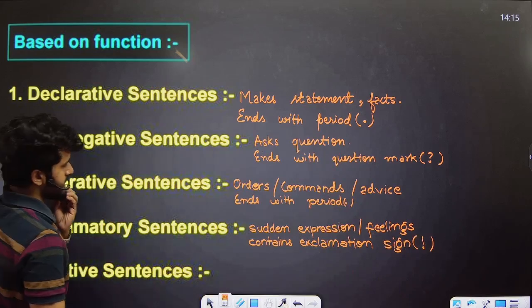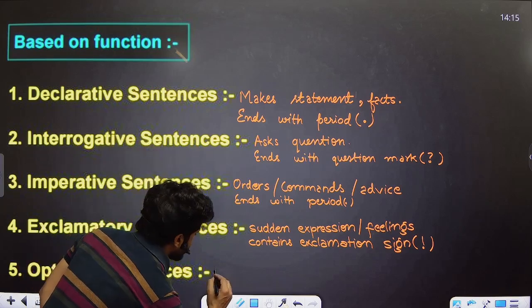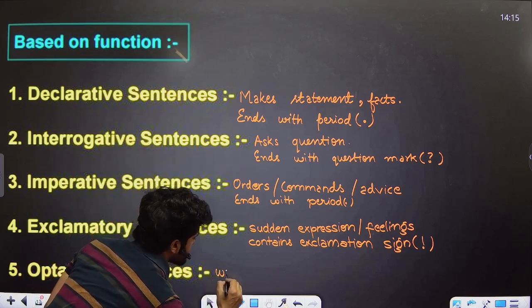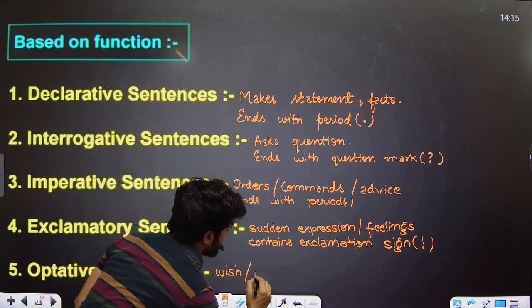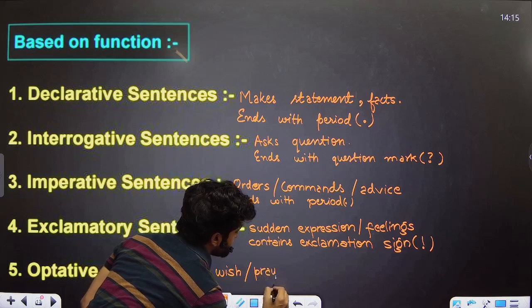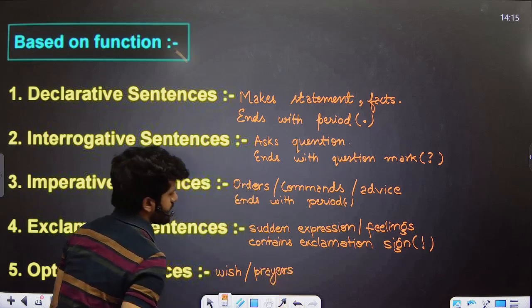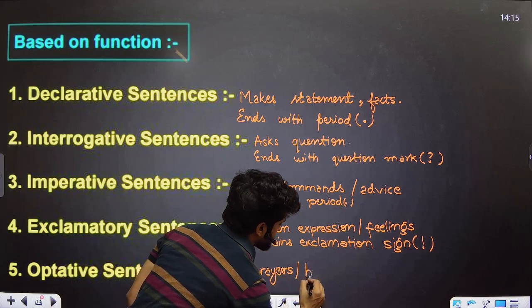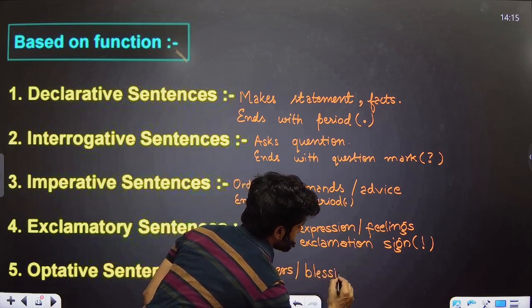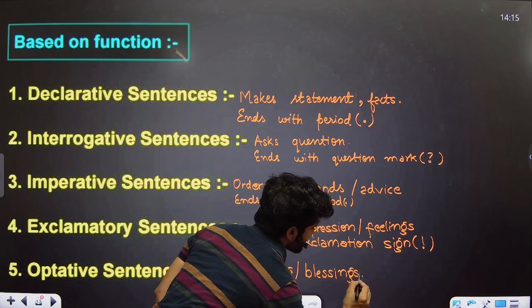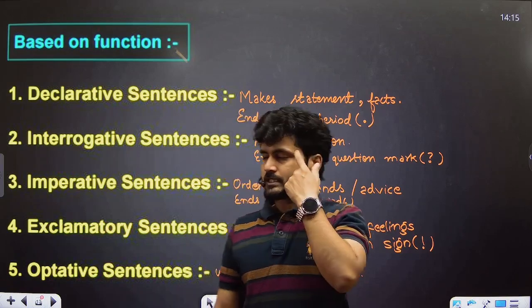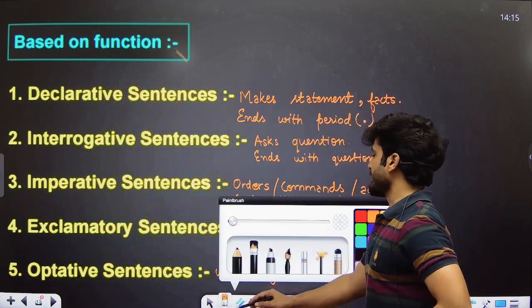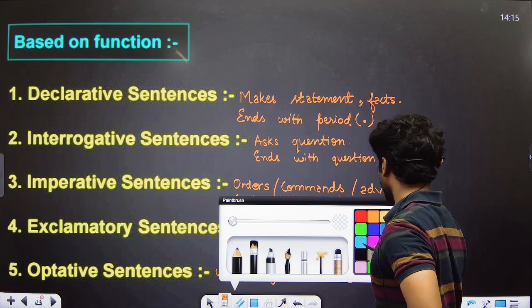Optative kind of sentences, they tell us about a wish or prayers. Okay, blessings. They again stop with a period, full stop. So these are the kinds of the sentences. You can make the sentences one by one.